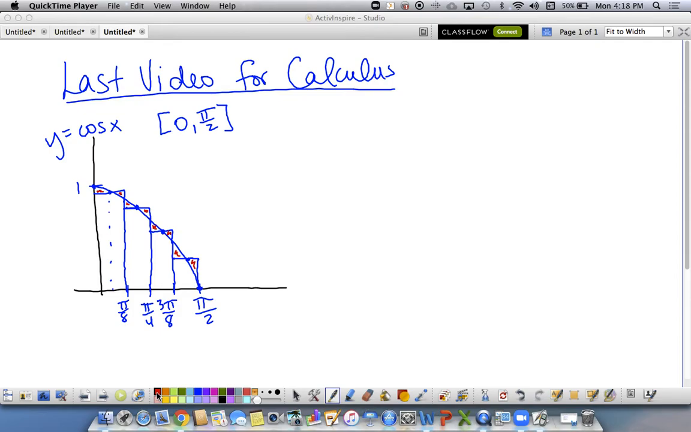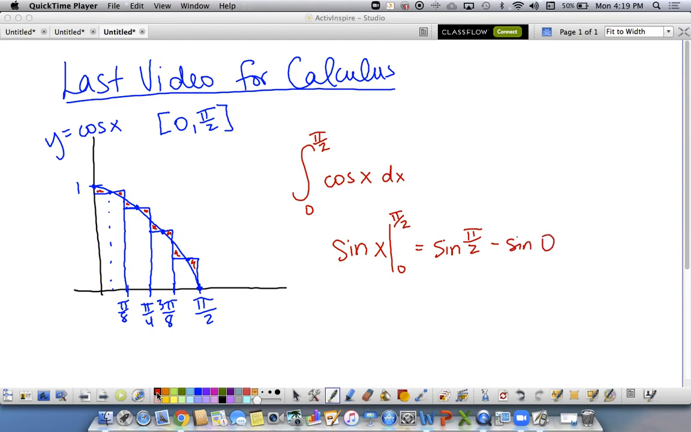You can find it, they go through it in the book. It's not that difficult, but I'm going to use the quick trick. From 0 to pi over 2 of cosine x dx. We're finding the integral of cosine x. Whose derivative is cosine x? That's right, it is sine x. And we're going to go from 0 to pi over 2, which means we're going to plug in sine of pi over 2 minus sine of 0.